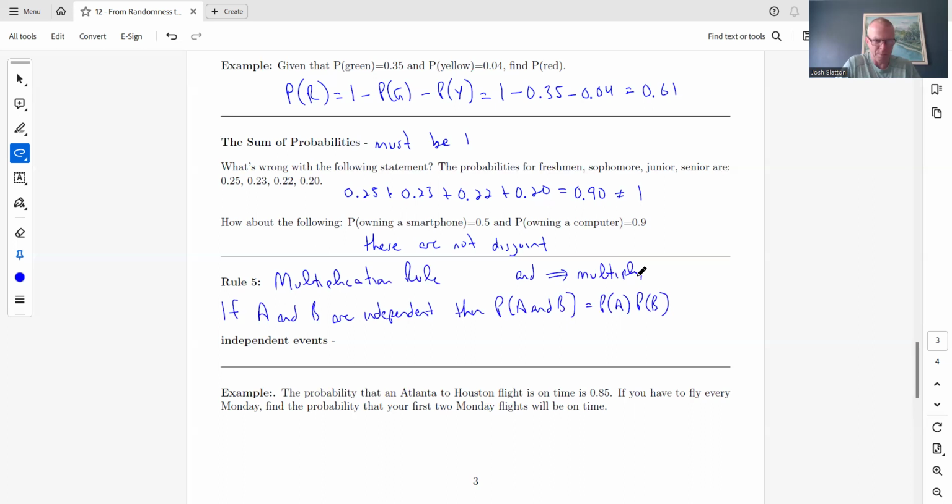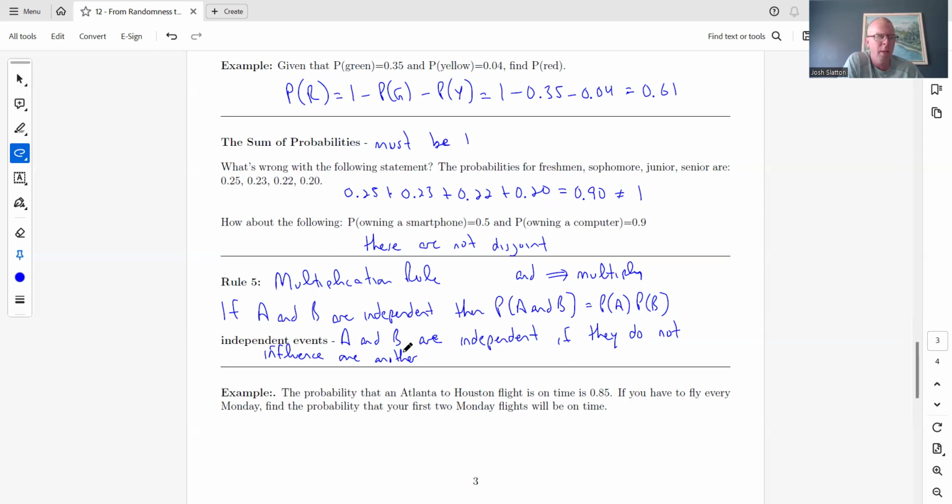Independent events means A and B are independent if they do not influence one another. Now, that can be a little bit unclear, maybe not quite as nice as we could put it. So the idea is A and B are independent if, knowing that A happened, it does not change the probability of B happening.